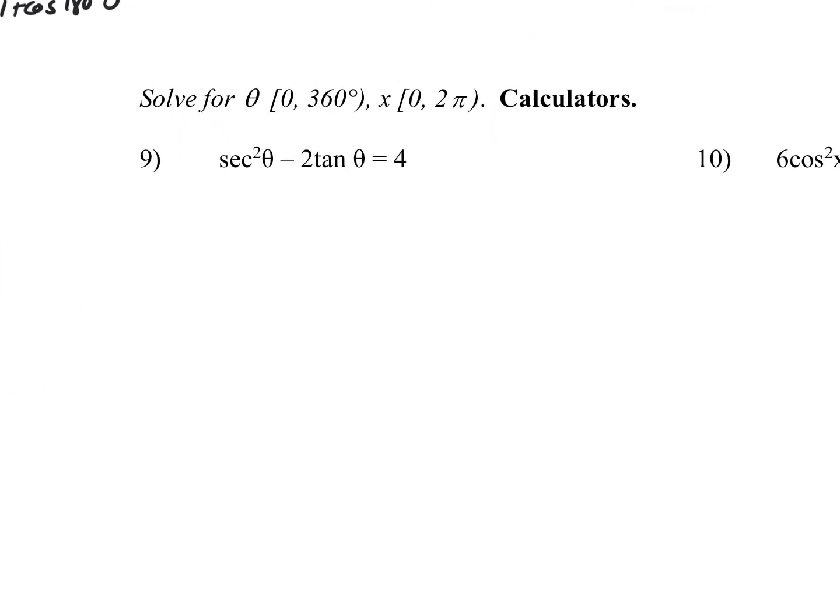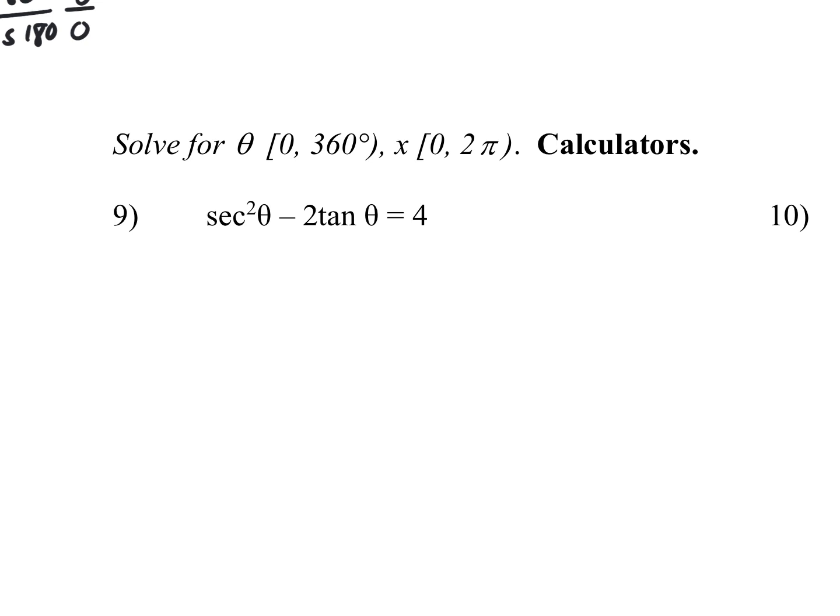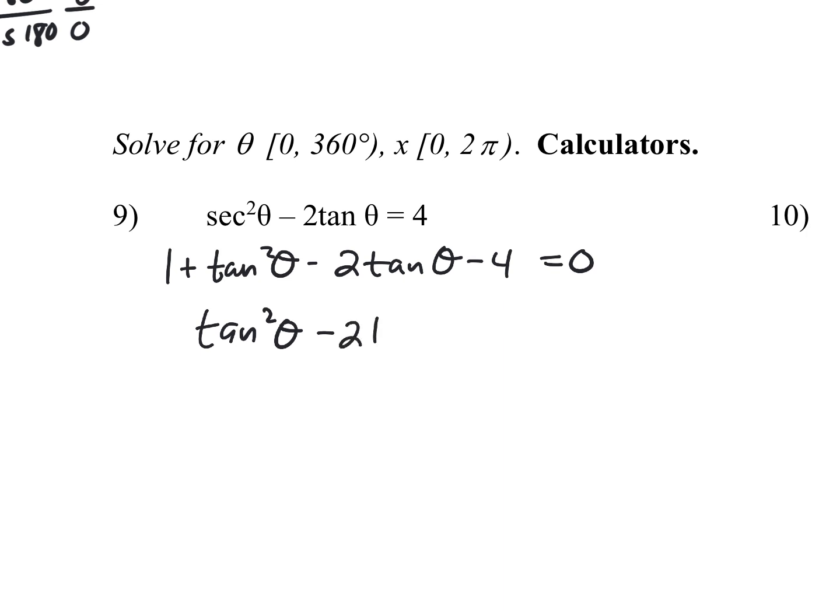All right, let's finish up these problems involving calculators. So again, we're in this form where we're thinking about factoring. I can't really factor to start here because I have secant squared and tangent. So I'm going to use my Pythagorean identity to rewrite secant squared as 1 plus tangent squared theta minus tangent theta minus 4 all equals 0. I'm going to combine my like terms. So I am in a form that looks more familiar, in a form that will allow me to factor.